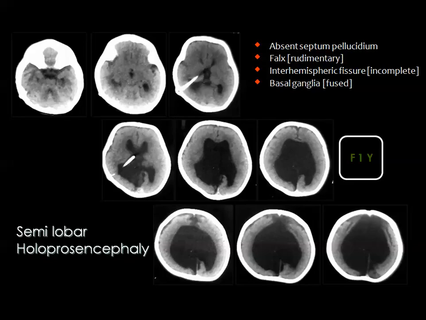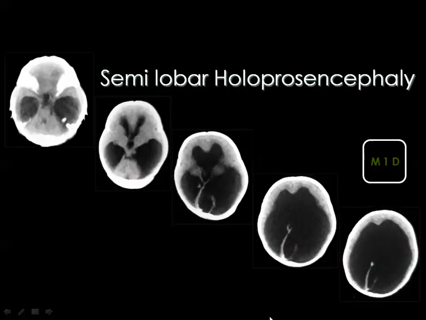And this is a less severe form of semilobar holoprosencephaly, where you can see there is part of the falx and the ventricles have the frontal horn and the occipital horn. The third ventricle is present, but higher up you see the ventricles as a single chamber. There is no septum pellucidum and they are fused together across the midline.